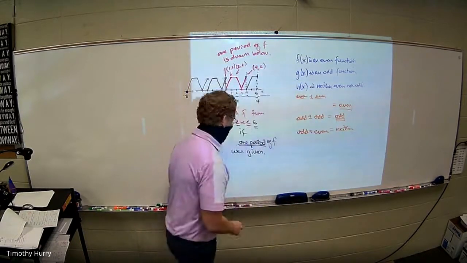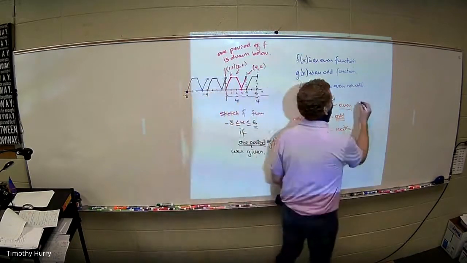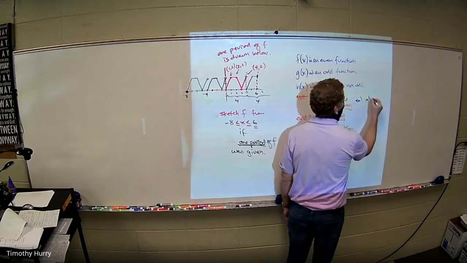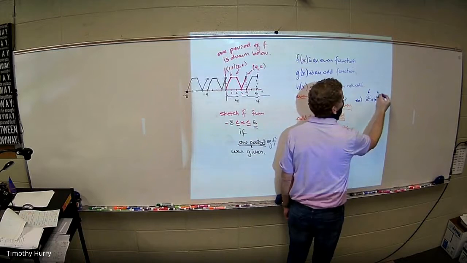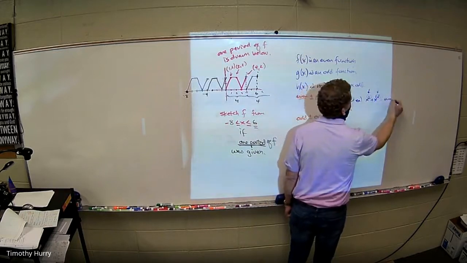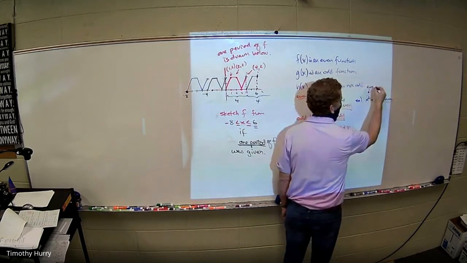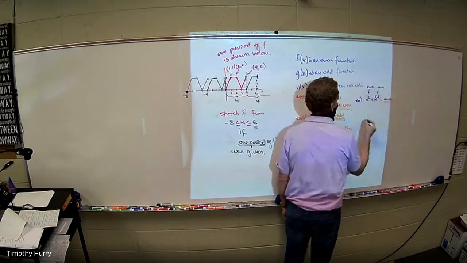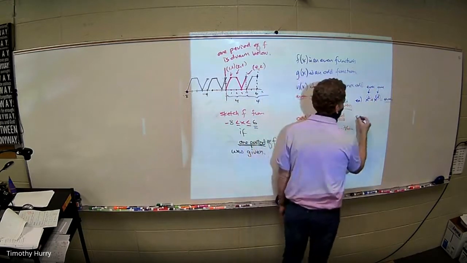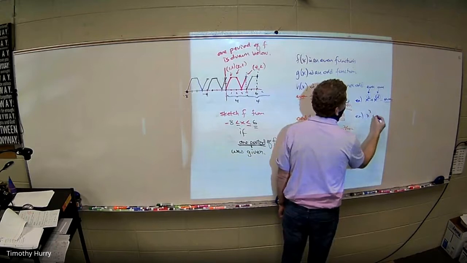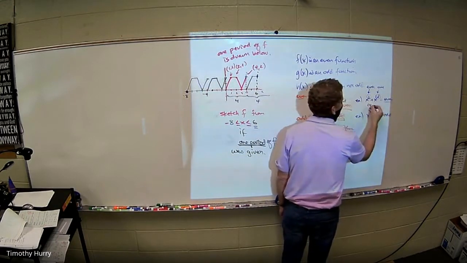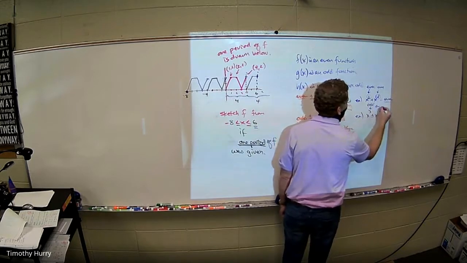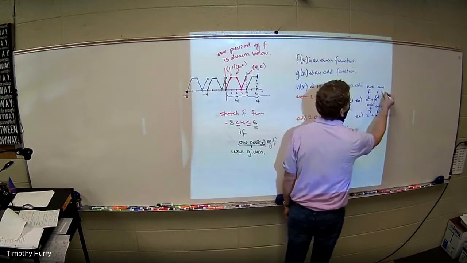So examples of that would be stuff like this. If I have an x squared plus an x to the fourth, even, even, even. If they're both even and you're adding or subtracting, even. Something that's odd and odd, odd, odd, odd. They're both odds, you're adding or subtracting, you end up getting an odd.